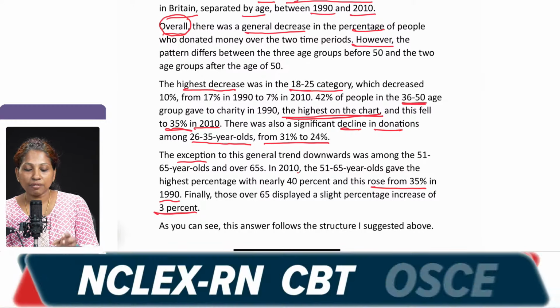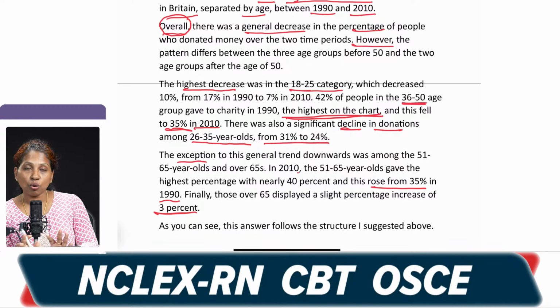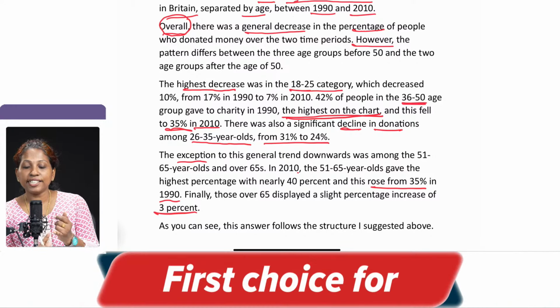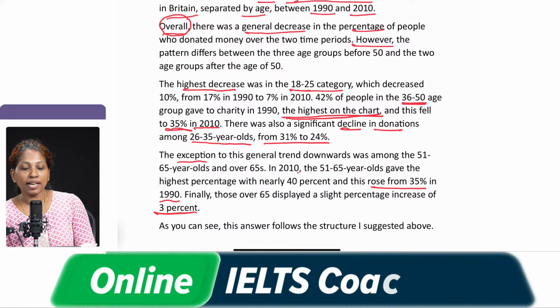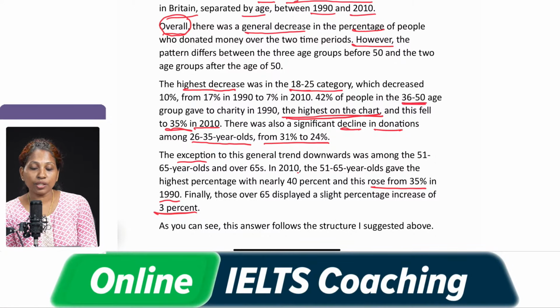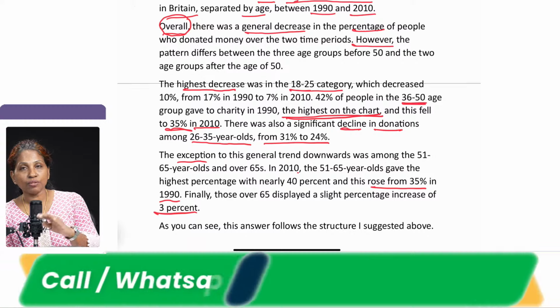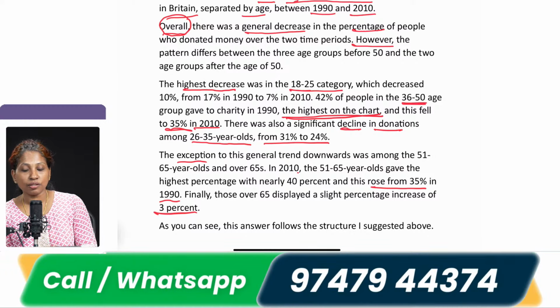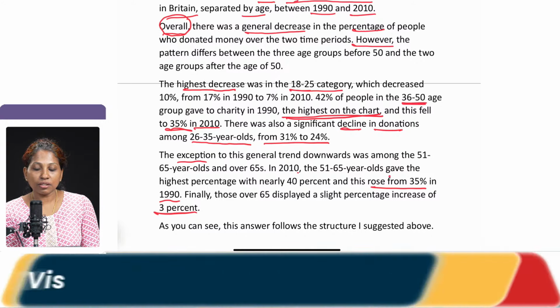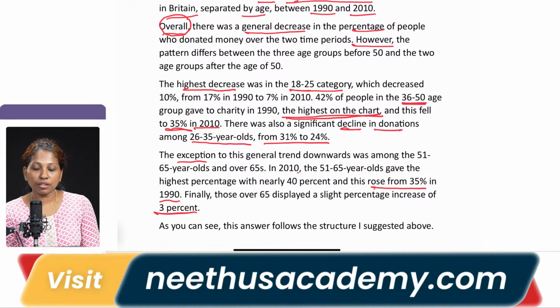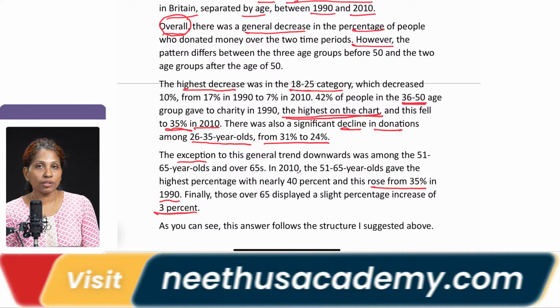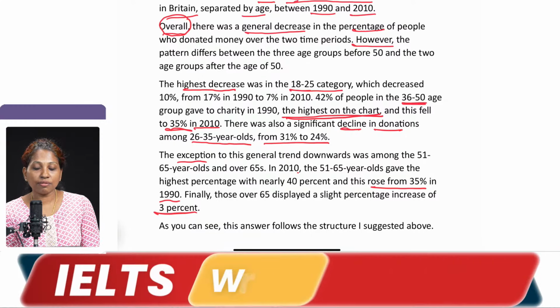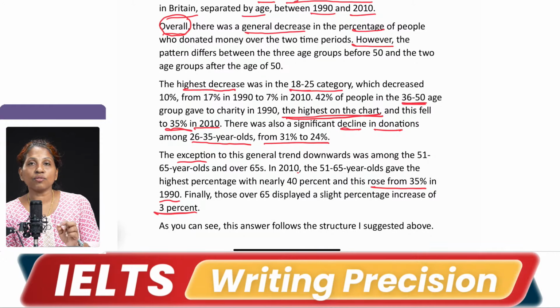So the first paragraph is telling about the general decrease in most of the age groups, 18 to 25, 36 to 50 and 26 to 35-year-olds. However, there is an exception among those after 50 years old, especially 51 to 65 and over 65, who are showing an increase. From 35% in 1990, they rose to 40%. And over 65-year-olds show a slight increase of 3%.